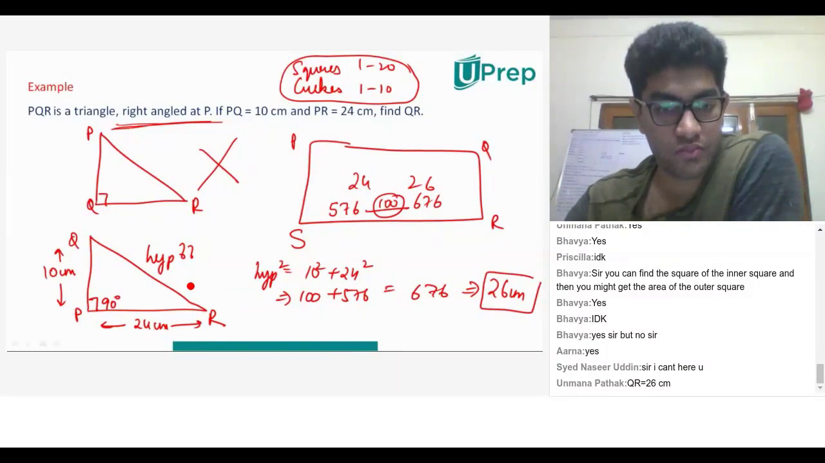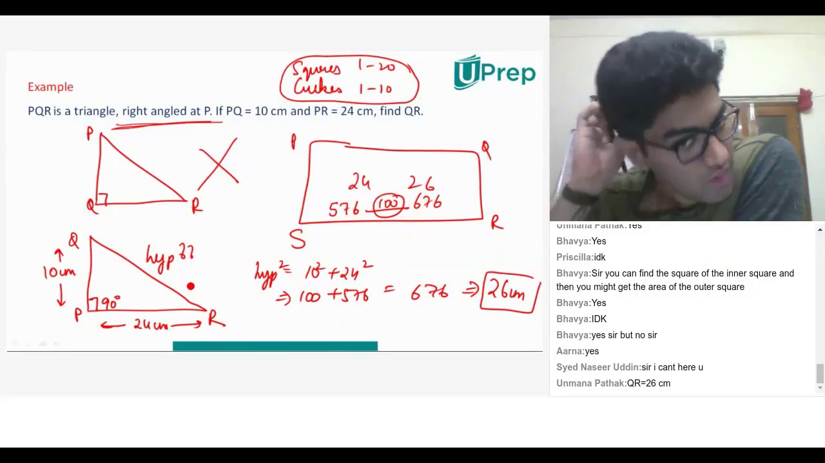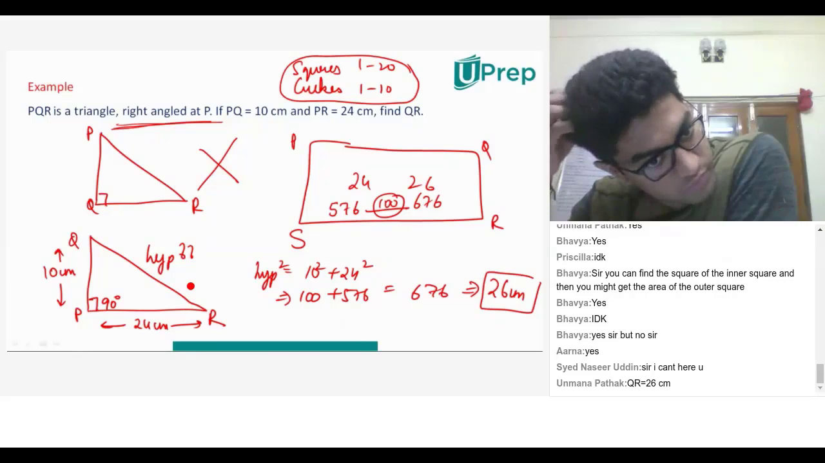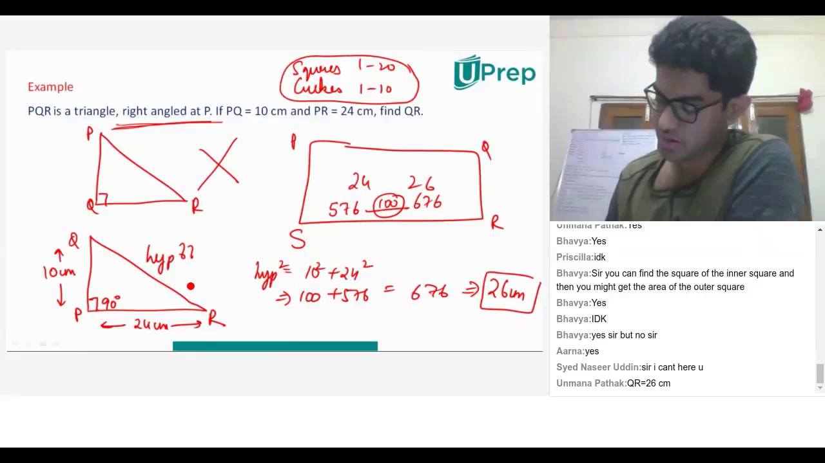Sir, I got to know my mistake. What I did was I found the square of 4, then I started finding the square root of 26. Oh, okay. Is everyone now clear with this? Yes, sir. I didn't add it with 100. Yeah, okay, I understood what you're saying.